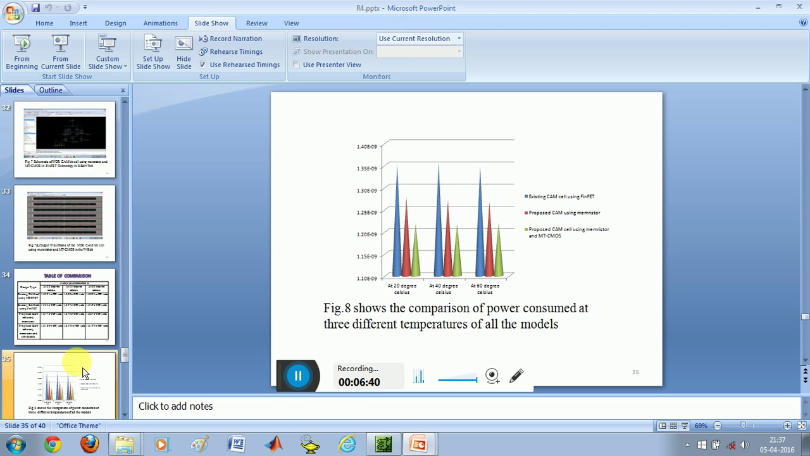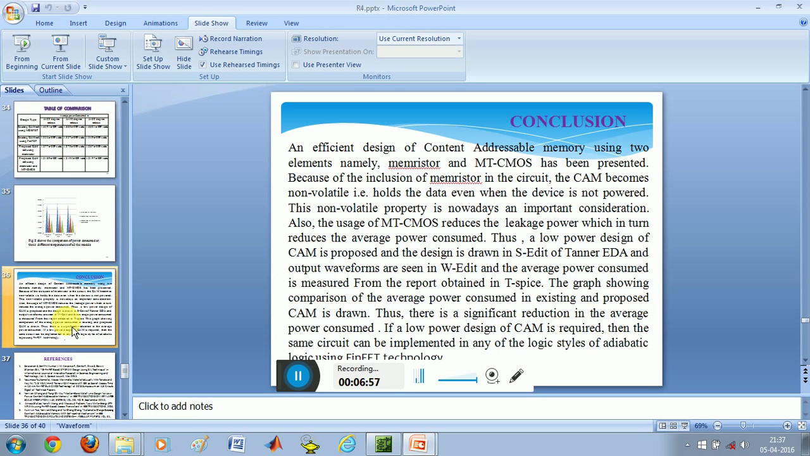The blue color graph shows the existing CAM cell using FinFET, and the red color graph shows the proposed CAM using memristor, and the green color graph shows the proposed CAM cell using memristor and MTCMOS. Thus, by our project, the main disadvantage of power dissipation has been reduced.